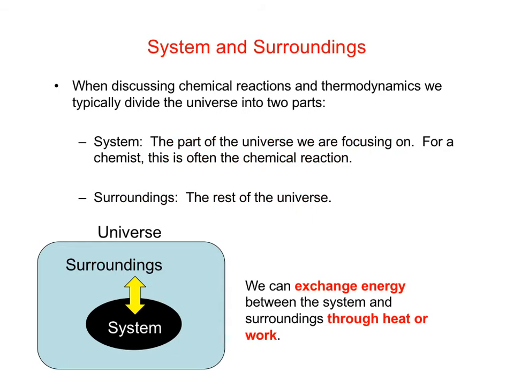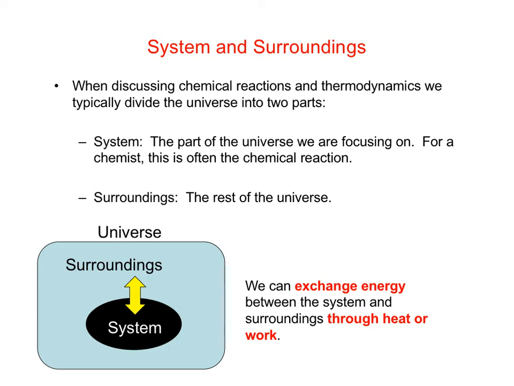When discussing chemical reactions and thermodynamics, we typically divide the universe into two parts. We take everything and divide it into two categories. We have the system, which is the part of the universe that we're focusing on, and generally for a chemist, this is the chemical reaction that we're studying. And then the surroundings is everything else. So we take everything in existence and divide that into the system, which is generally a chemical reaction, and the surroundings, which is everything else.